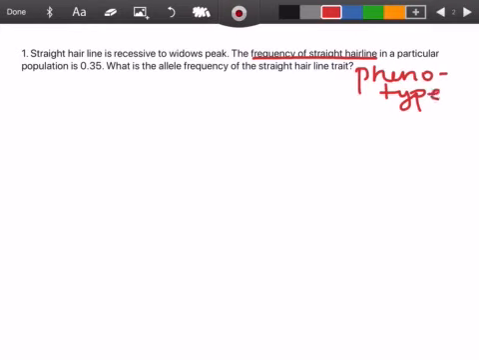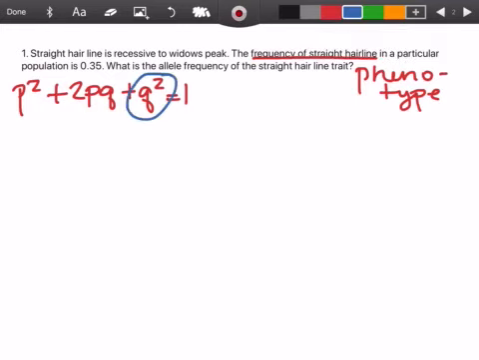Okay, so if we look back at our equation, p squared plus 2pq plus q squared equals 1. The phenotype frequency of the recessive is q squared. So we're told that straight hairline is recessive, and so we're going to start with q squared because this is a phenotype frequency of the homozygous recessive genotype. So we are given that q squared is equal to 0.35. What is the allele frequency of the straight hairline trait?